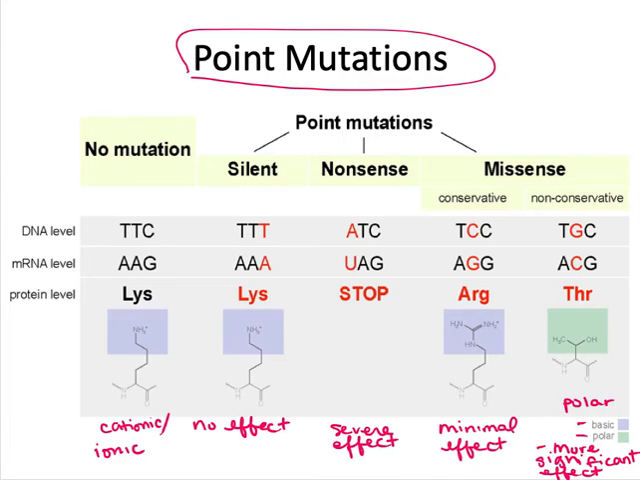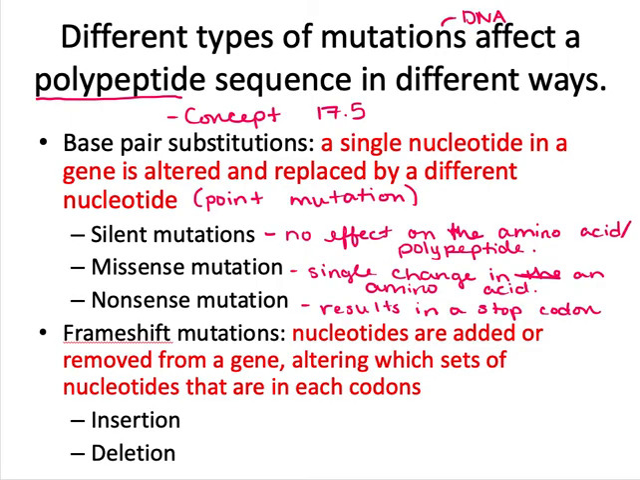And then the last are frame shift mutations. So in an insertion event, nucleotides are added to a gene. It can be one or more nucleotides, but if it's one or two nucleotides, that'll change the complete set of nucleotides that we consider codons. And so every single amino acid after the insertion event will likely be different. Same thing with a deletion mutation. In a deletion, nucleotides are removed from the DNA sequence. If it's only one or two nucleotides that are removed, then that will change the entire set of codons from the point of the deletion.